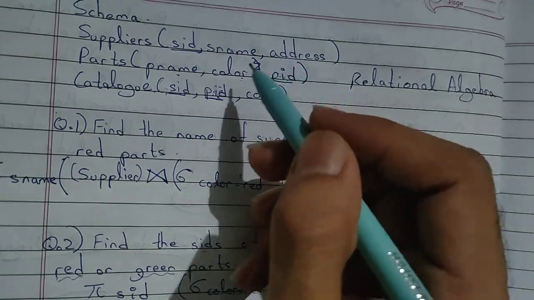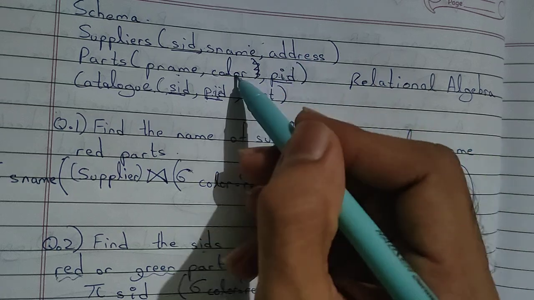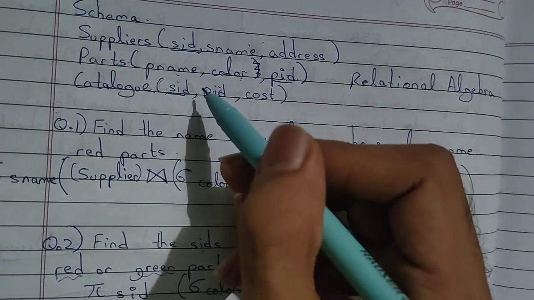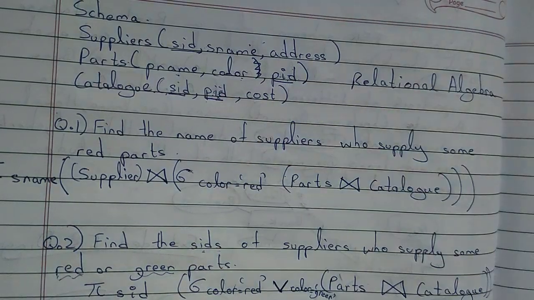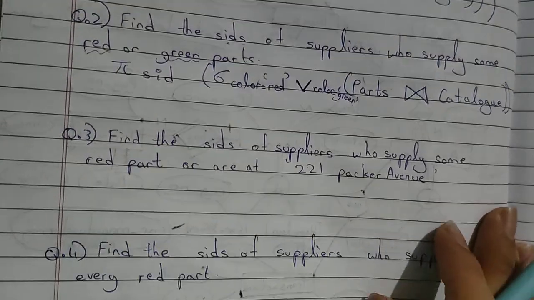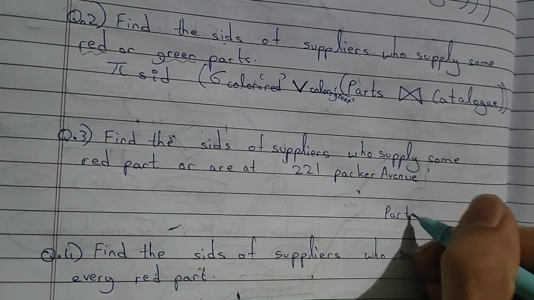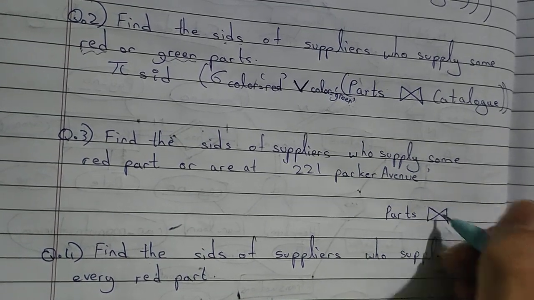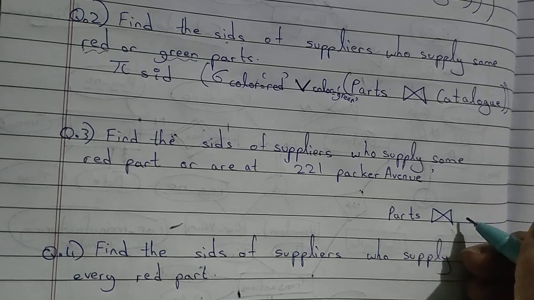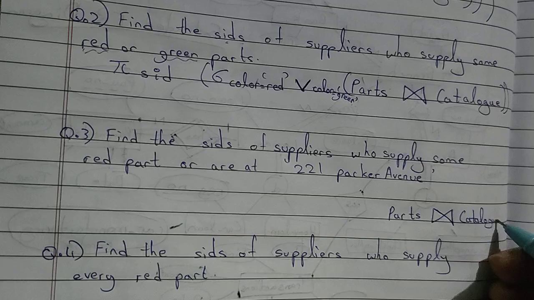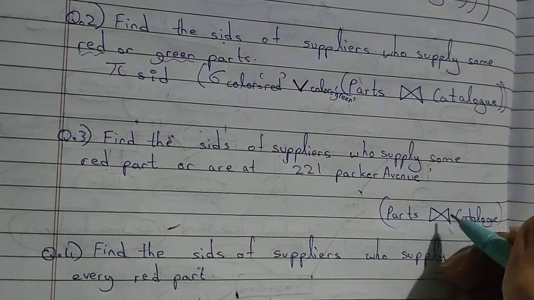Now in order to link these tables together, we must link parts with catalog, and then we can link catalog with suppliers. So let's just do that first. First we link parts with catalog. This will link our SIDs with our parts basically when we do this. Parts with catalog, this is our natural join.